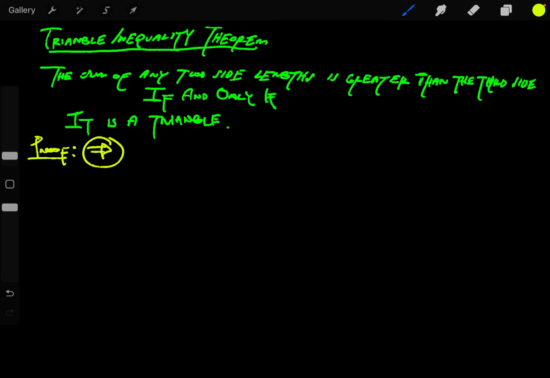Okay, so here we're going to prove the triangle inequality theorem. It says that the sum of any two side lengths is greater than the third side if and only if it's a triangle. So basically, it's two directions. So I'm going to prove that if the sum of any two side lengths is greater than the third side, then we can construct a triangle.